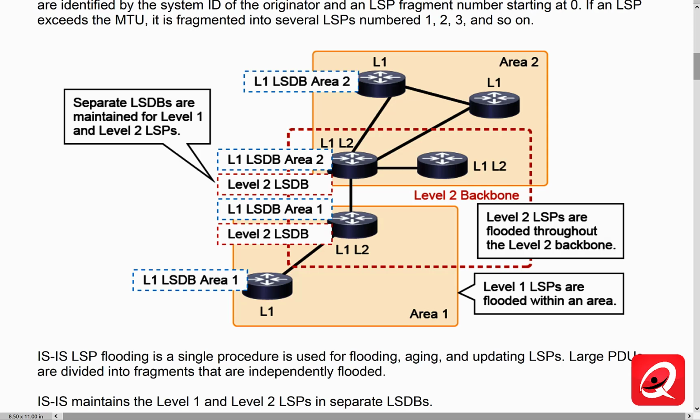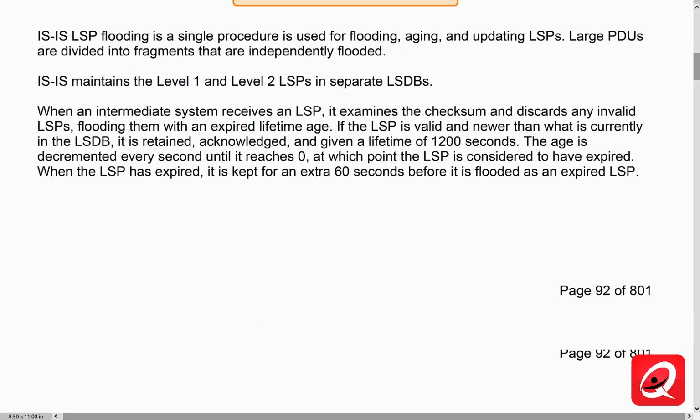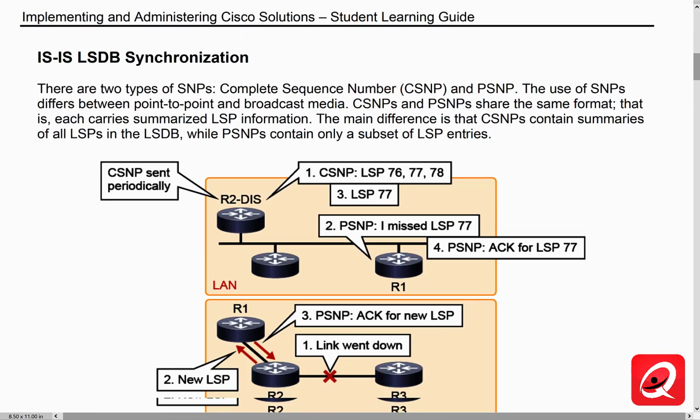But hopefully by that time, we would have already received updated information, and it continues to get basically renewed, if you will. Once the LSP has expired, it's kept for an extra 60 seconds before it's flooded with expired link state packet information, indicating to the other devices that this information is no longer valid. We don't need to keep it anymore. Does that make sense? All right.